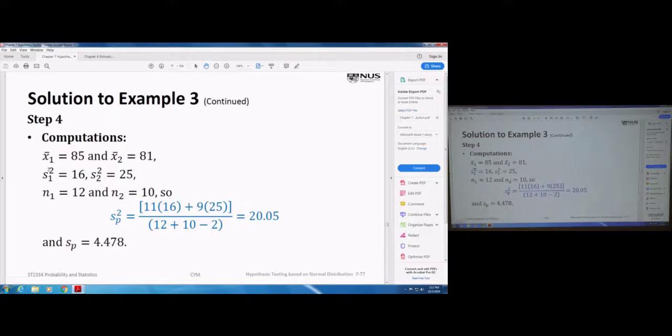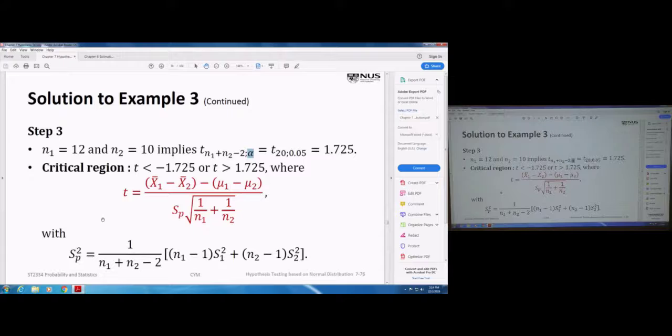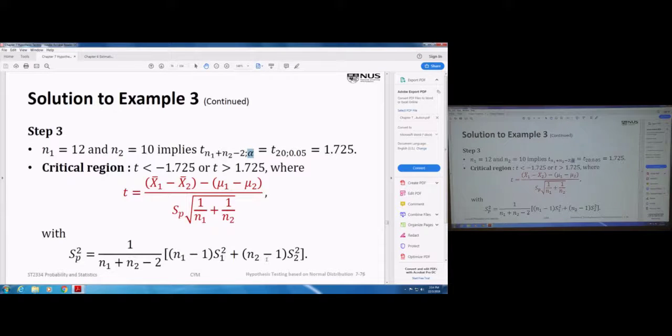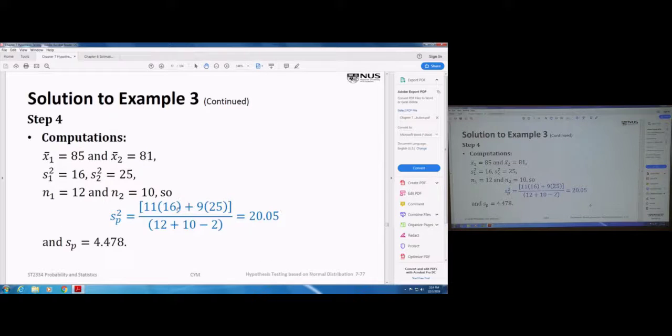All we have to do is to now calculate the associated value of the statistic. If you cast your mind back just 2 minutes ago, the sample mean for the students who were in the classroom was 85, and its associated variance was 16, and the mean for the other group with the flipped classroom was 81, and the standard deviation was 5. N1 and N2, 12 and 10 respectively. So you can easily compute the pooled sample variance. It has this formula here. This is 1 over 20. This is 11, this one is 16, and this one is 9, and this one is 25. So that's the value of the sample pooled variance.